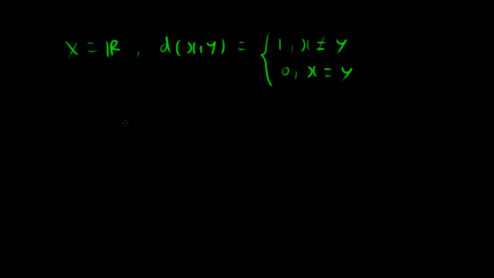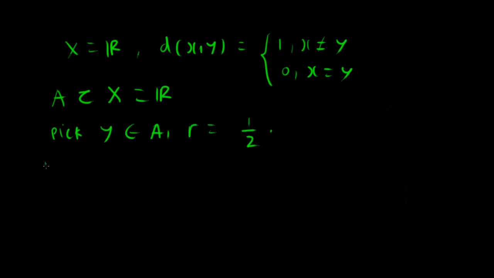Okay, now what do we get? Well, let's take a subset of X, A. So it's a subset of the real numbers. Is it open? Well, actually, yes, every set is open here. And the reason for that is if you were to just pick y in A and just choose r equal to a half, then the ball with radius a half centered at y is just y.